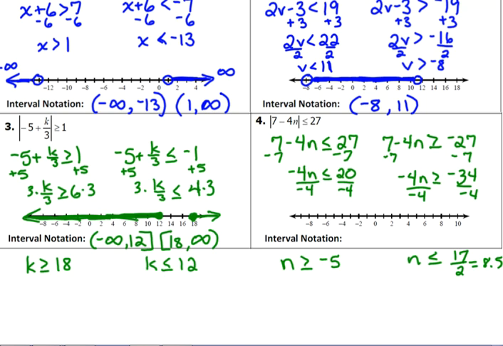We are greater than or equal to negative 5, and we are less than or equal to 8.5. So we are between those two numbers there. So negative 5 and, I like fractions, so I'm going to put that back as 17 over 2. If you put the decimal, I'm not going to count points off. I just like fractions better. They're neater. All right. Pretty easy, right? Let's keep going.